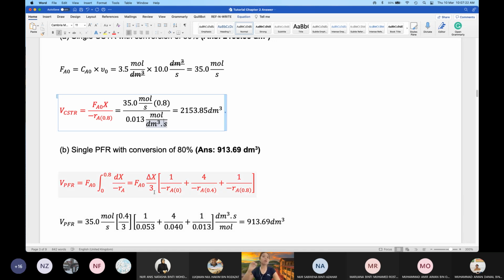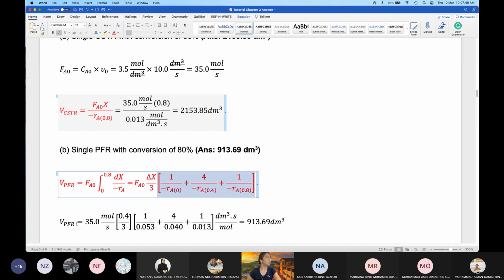Third, the last 3 points. So, it becomes 1 per minus RA at my initial X, which is 0, plus 4 per minus RA at my middle X, 0.4, plus 1 per minus RA at my final X, which is 0.8. So again, just substitute the values, to find the volume. The left part is what we want to find. The right part, everything must be replaced with values.